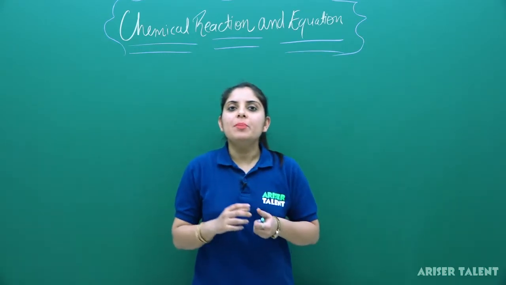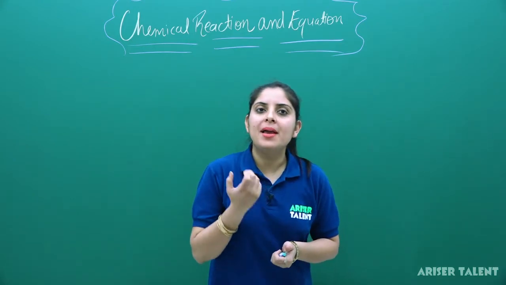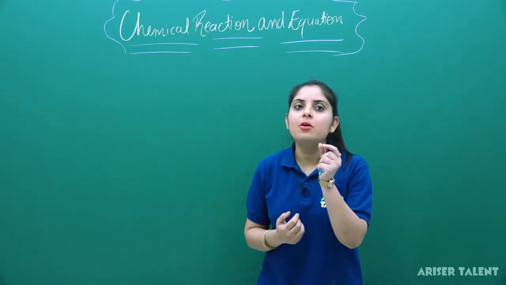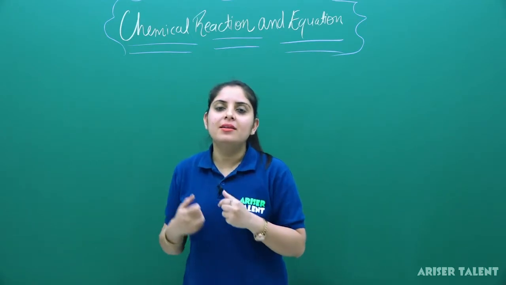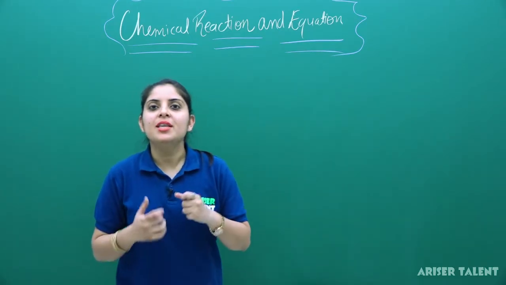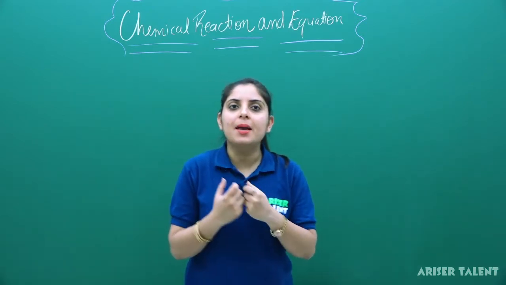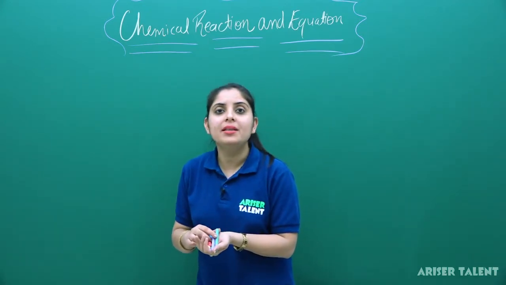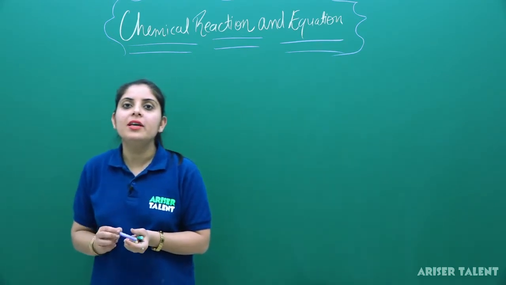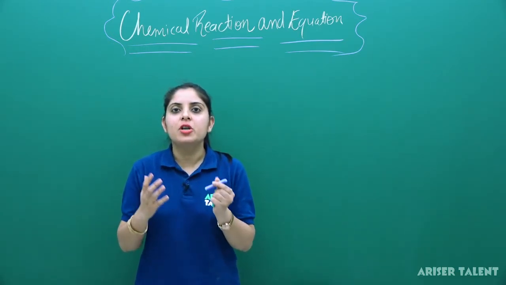So, in our previous topic, we discussed the balancing of the redox reaction and learned about the first method, that is the oxidation number method. Now in today's lecture, we will deal with our second method of balancing the chemical equation, and the name of the method is the ion electron method, or we can also say the half reaction method.